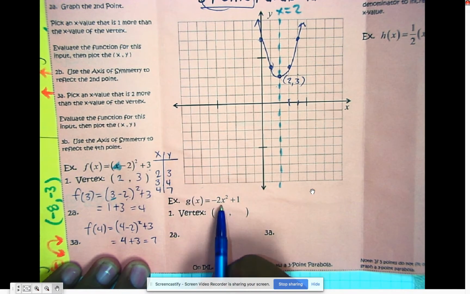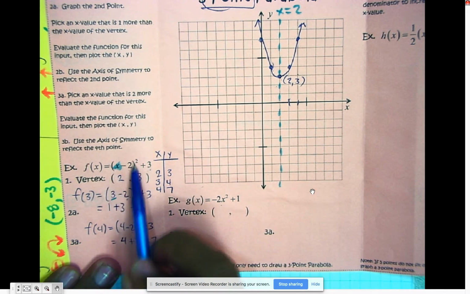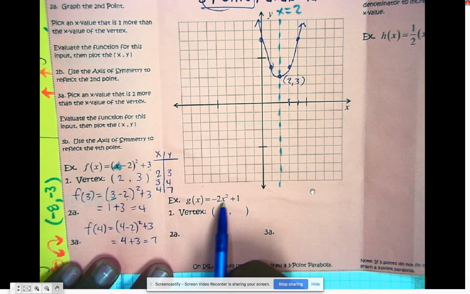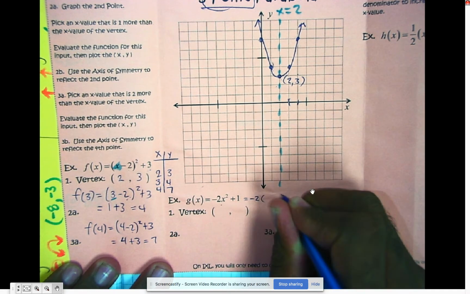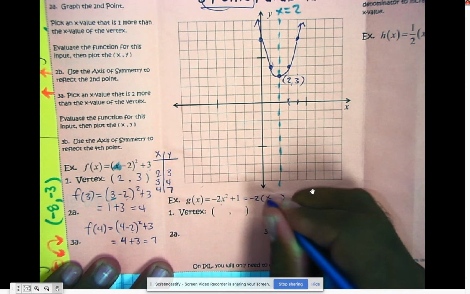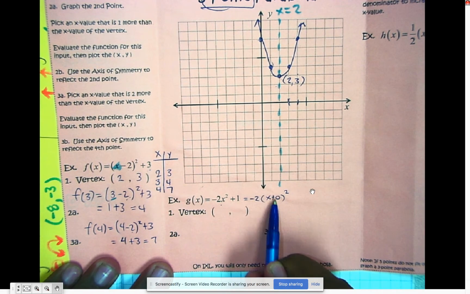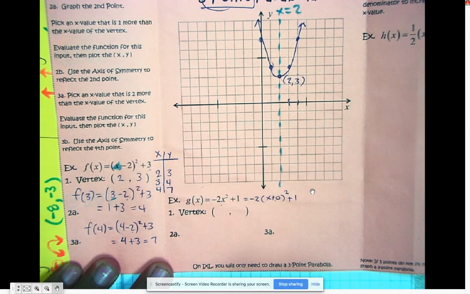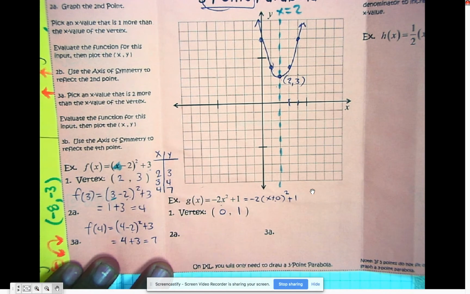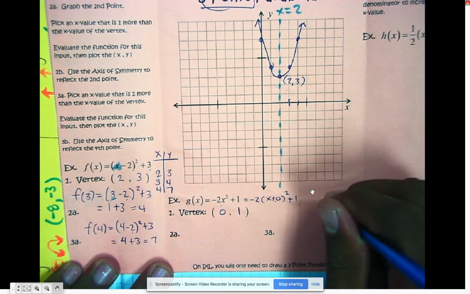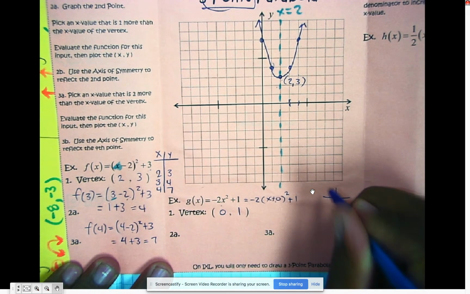Okay, now this one doesn't have parentheses in vertex form. If there are no parentheses, this can also be written as x plus 0. That's the number inside the parentheses. And a plus 1, so that means the vertex is actually 0, 1. So now we're still going to do the same thing. We're going to pick points to the left and right. So first we have 0.